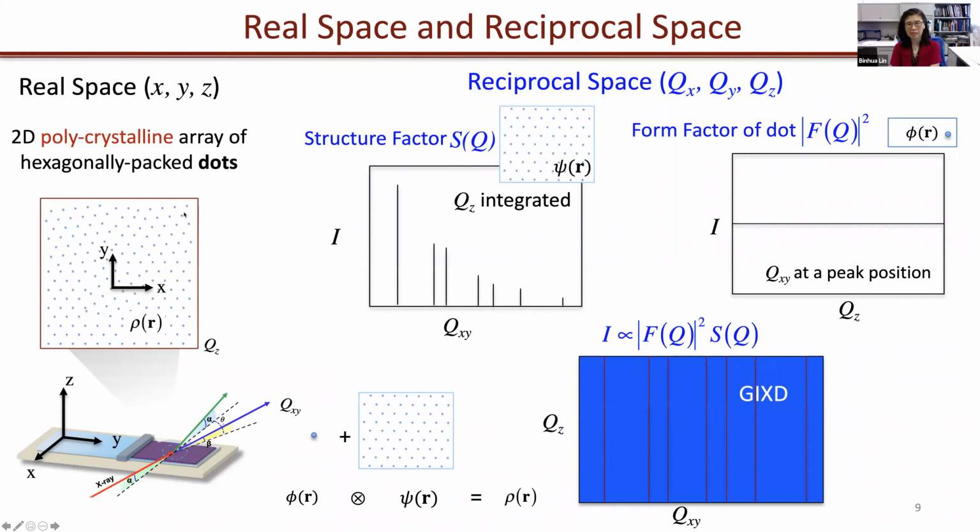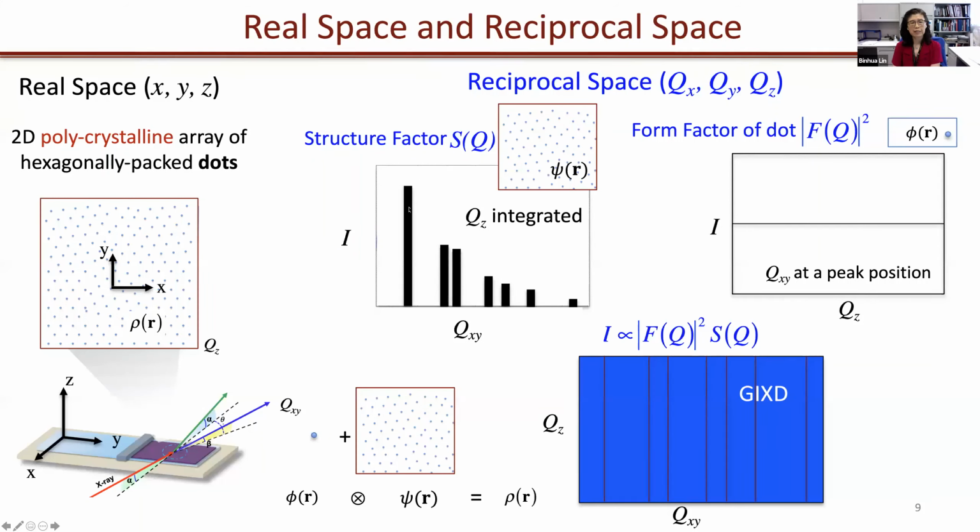Now we smash this perfect crystal into pieces. So the sample now becomes a 2D polycrystalline array of hexagonally packed dots. So in real space, phi is still the delta function, but psi is different now. The Fourier transform of this psi function basically broadens the same set of peaks. This has something to do with the correlation length, and we'll talk about it later. But the smaller the crystal, the broader the peak.